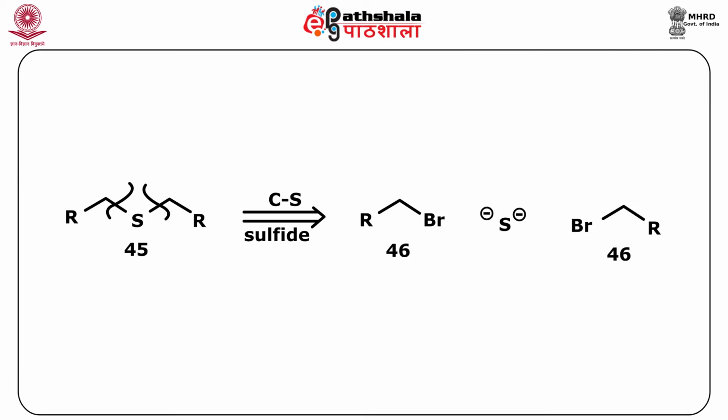Symmetrical sulfides can be synthesized from the alkyl halide and sodium sulfide, as shown here in the figure. The product formed in the first step is the monoanion required to prepare the second carbon-sulfur bond. The synthesis is merely the combination of the alkyl bromide with sodium sulfide in ethanol.